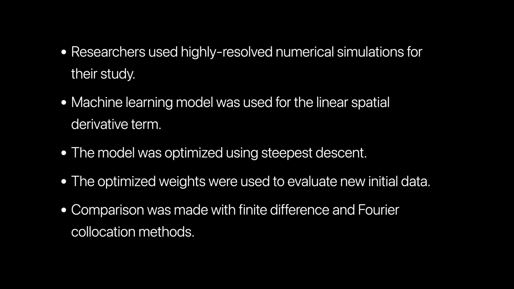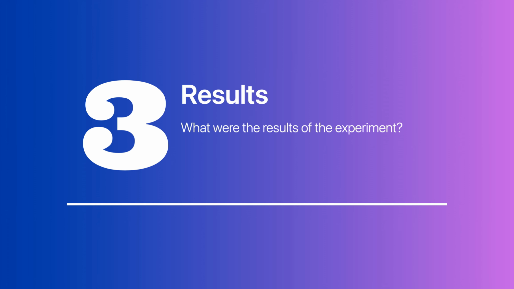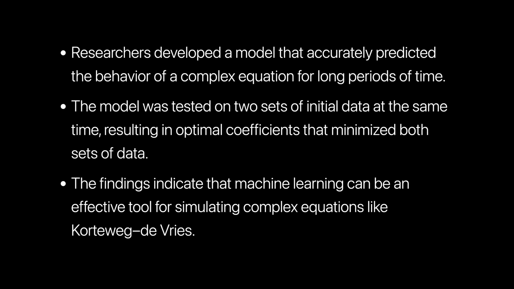The weights of the model were optimized via steepest descent, and once the optimized weights were found, they were used to evaluate new initial data and compare to finite difference and Fourier collocation using the same time stepper and spatial discretization. 3. What were the results?